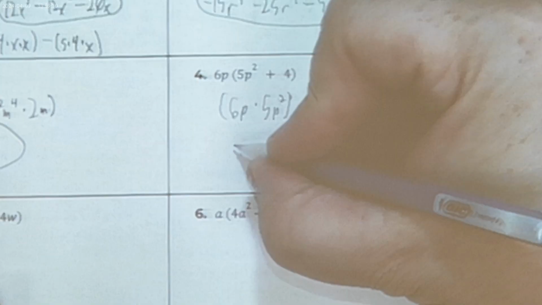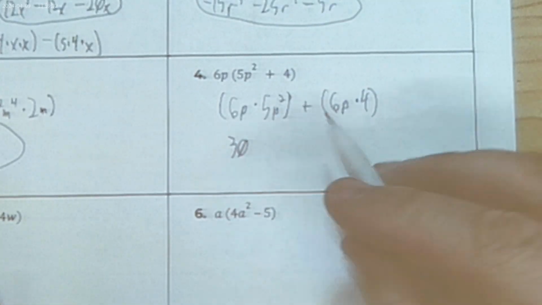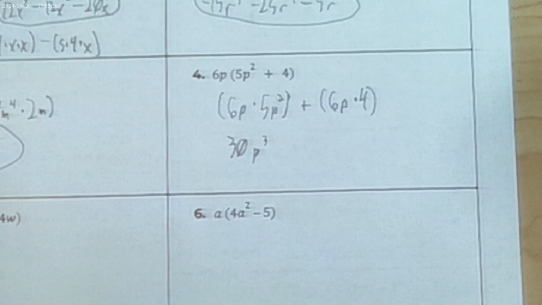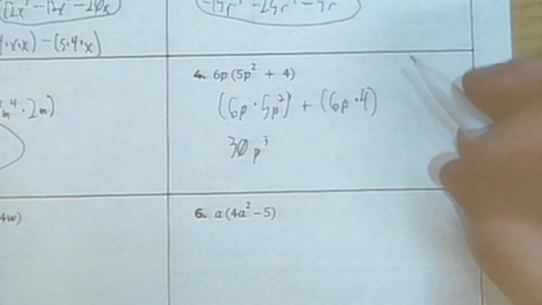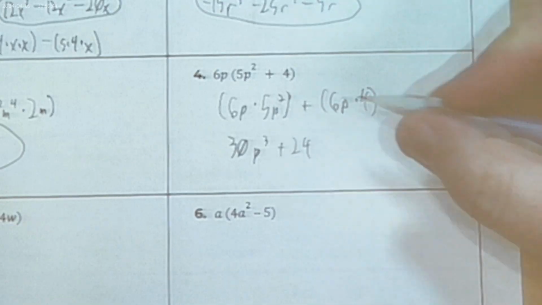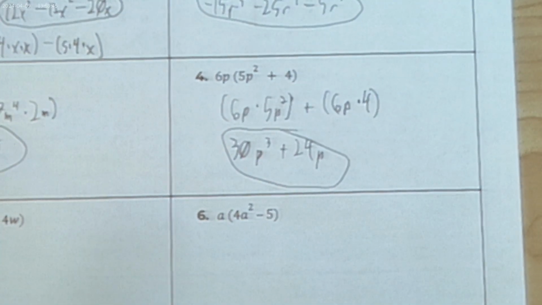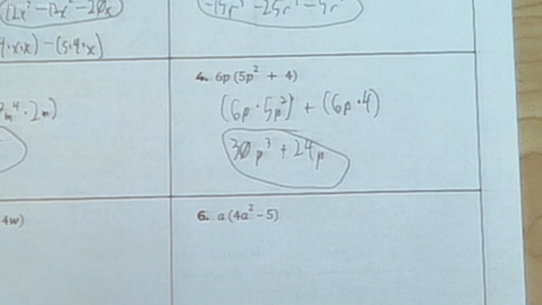So 6 times 5 is 30. P times p squared is p to the third. All right, and then 6 times 4 is 24, and then p. All righty, we're doing pretty well so far.